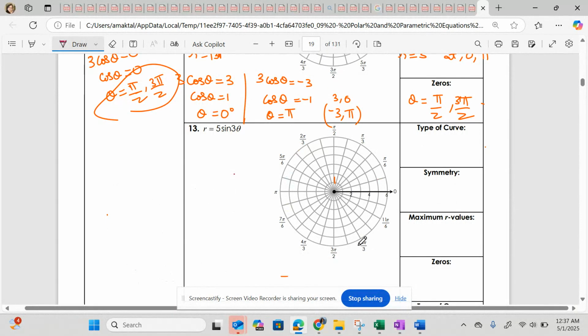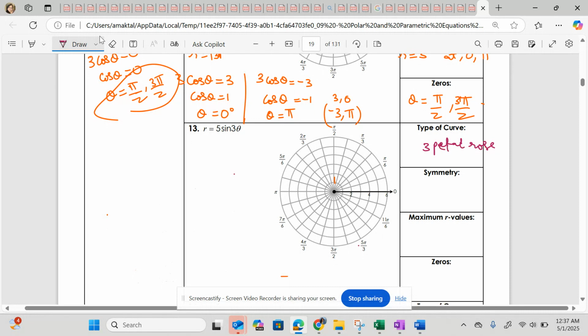13 is r is equal to 5 sine 3 theta. So that's an odd multiple of the angle. So obviously if it's an odd multiple, it'll have 3 petals. So it's a 3 petal rose, right? We can perhaps connect that to a 3 petal rose. So let's write that down. 3 petal rose.